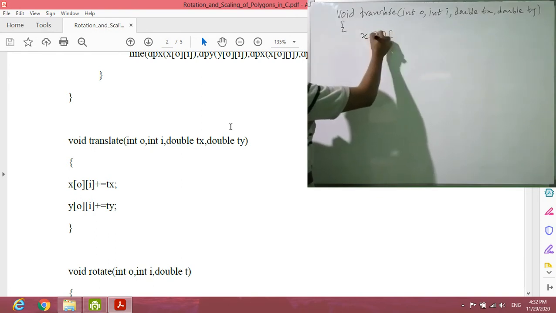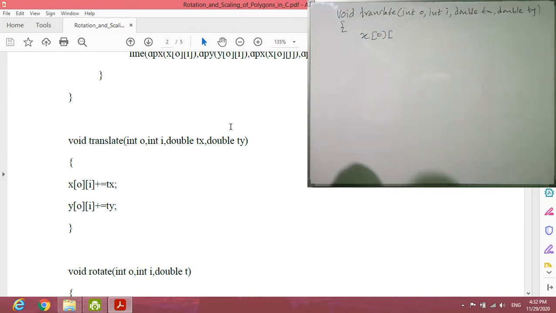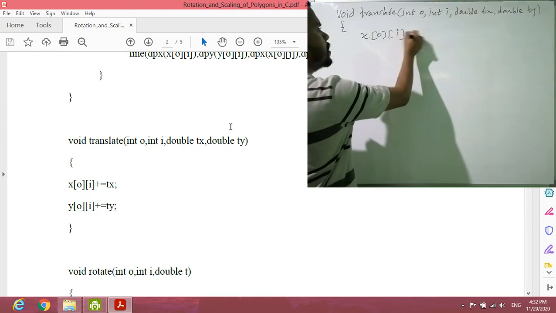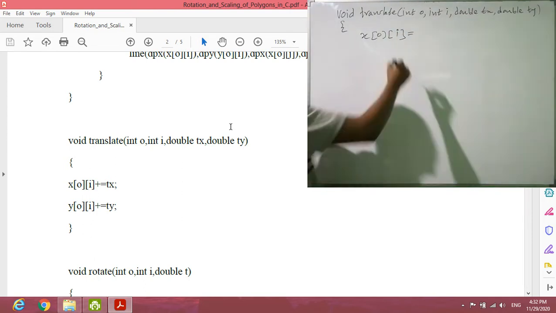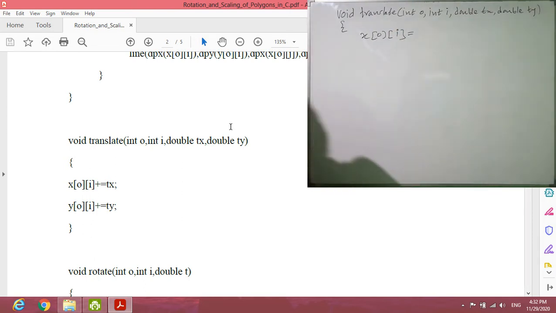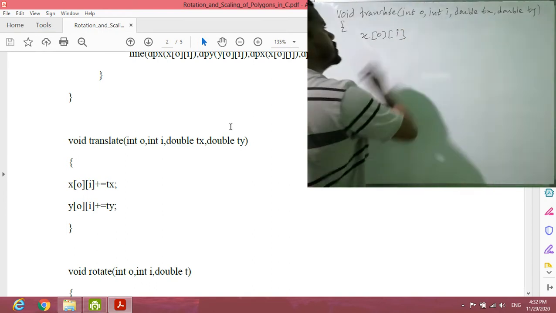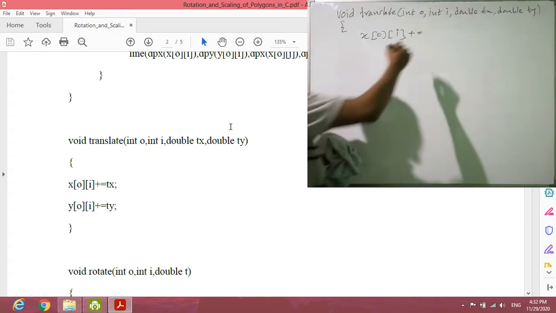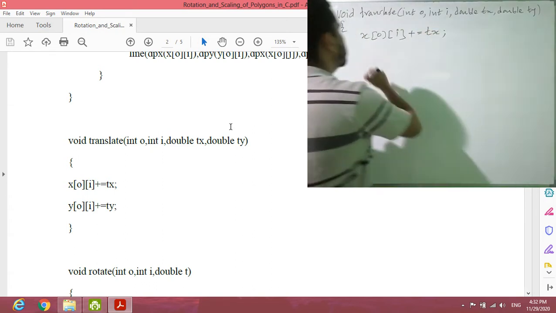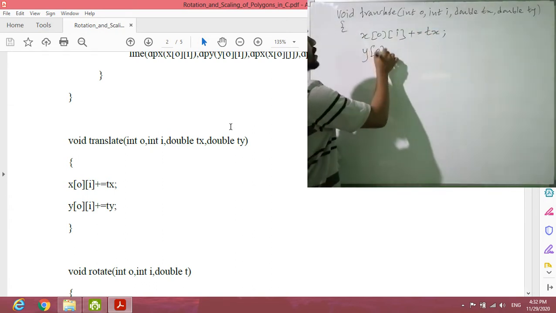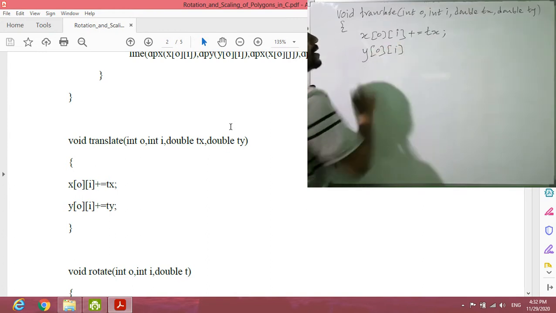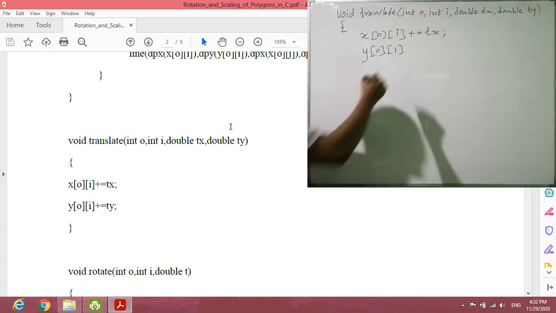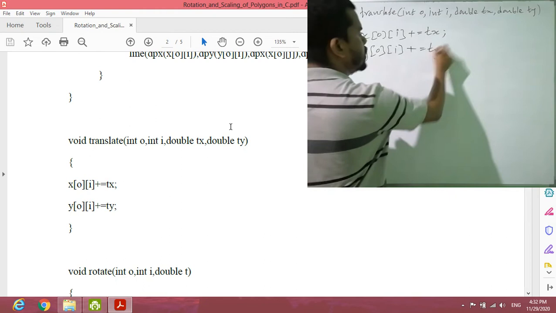o[i].x plus equal tx. This is an abbreviated notation. I hope you are familiar with this one. And o[i].y plus equal ty.